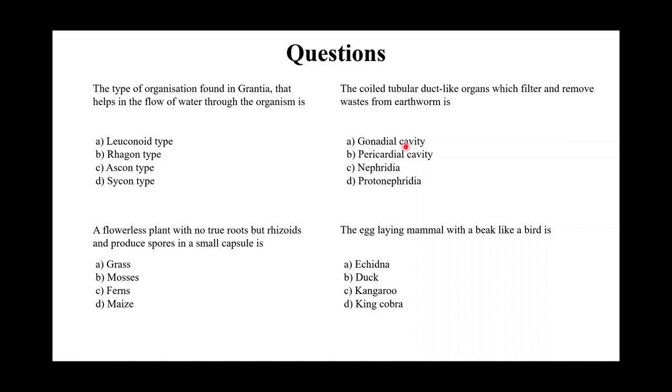And duck doesn't have a beak like a bird because duck has its own beak, which is a characteristic of its own. But echidna is an egg-laying mammal. Duck doesn't lay eggs and doesn't have a beak like a bird, but echidna is the animal which has a beak, and which is also a monotreme. They are also called monotremes, egg-laying mammals.